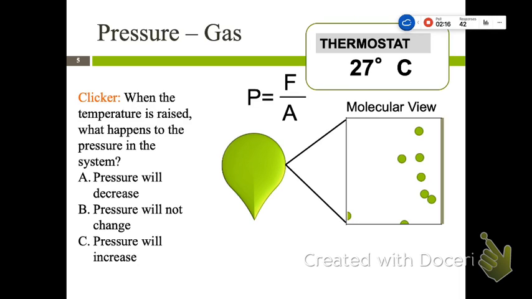So let's take a look at our simulation. When we warm it up, now our gas molecules are moving much faster. So if you were to put your hand here, what are you going to feel? You're going to feel more collisions at a higher speed, higher pressure.